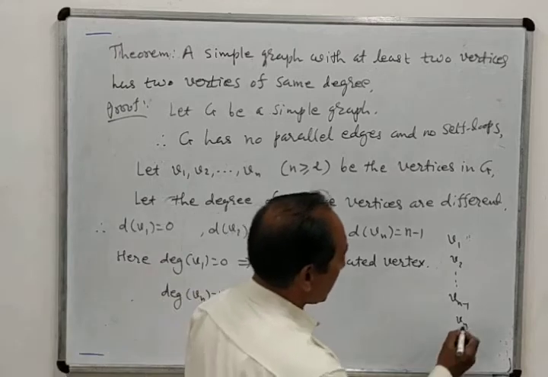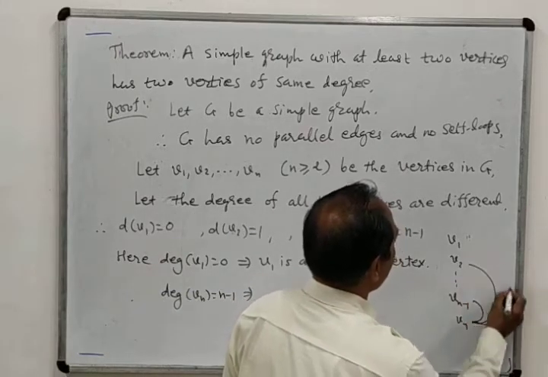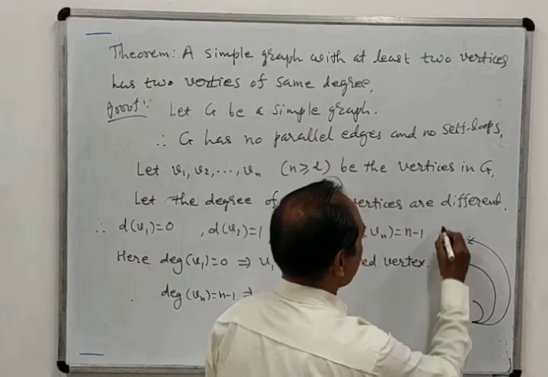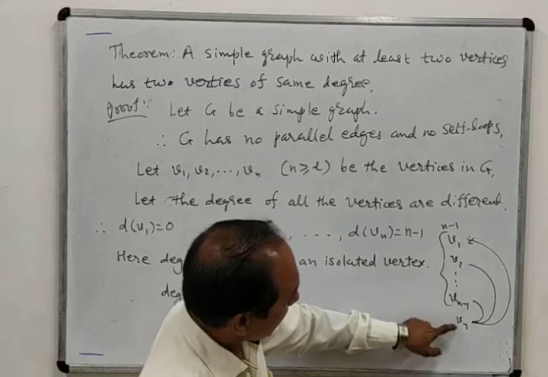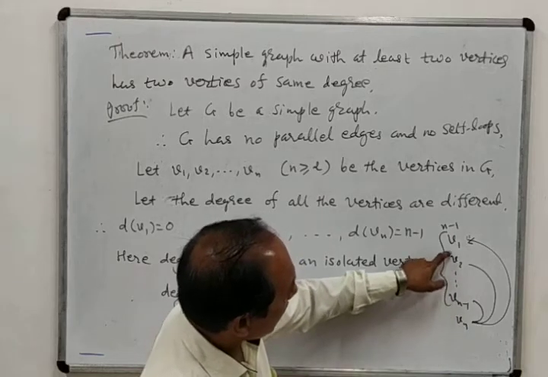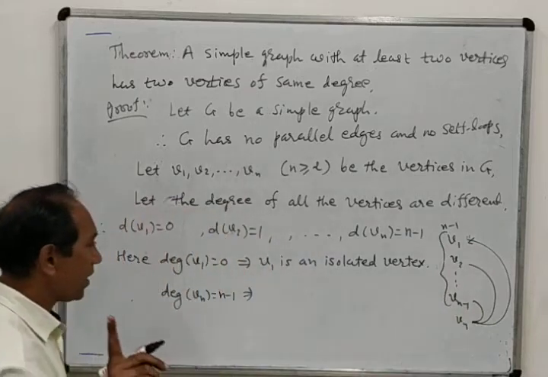That means we can say that this vertex Vn is joined with the remaining n minus 1 vertices. How many vertices? These are n minus 1 vertices. So Vn can be joined with the remaining n minus 1 vertices exactly by an edge.